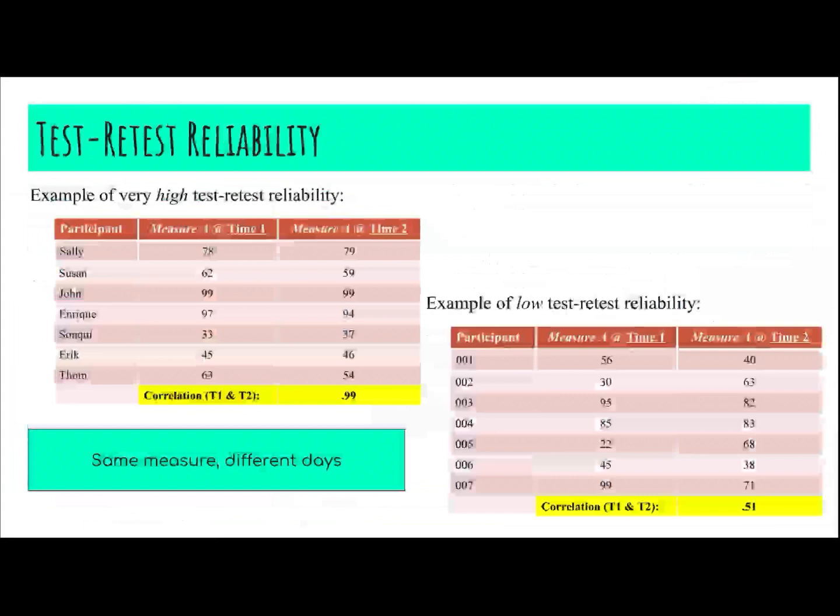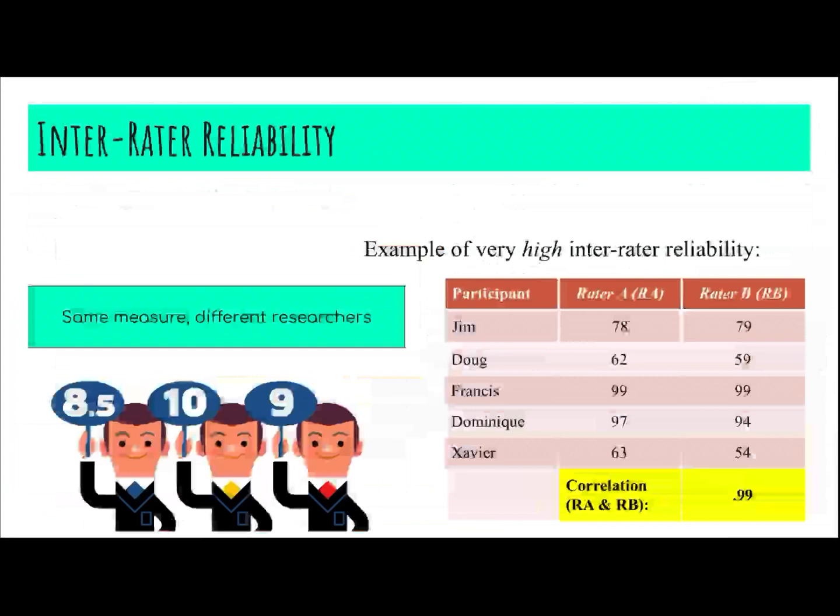However, the table on the right shows low test-retest reliability. In this case, our first participant's score went down from 56 to 40, whereas our second participant's went up from 30 all the way to 63. Overall, the correlation was only 0.51, meaning it's not a very good test. It doesn't have high test-retest reliability. These people took the same survey on 2 different days and got very different results. That's low reliability, not consistent.